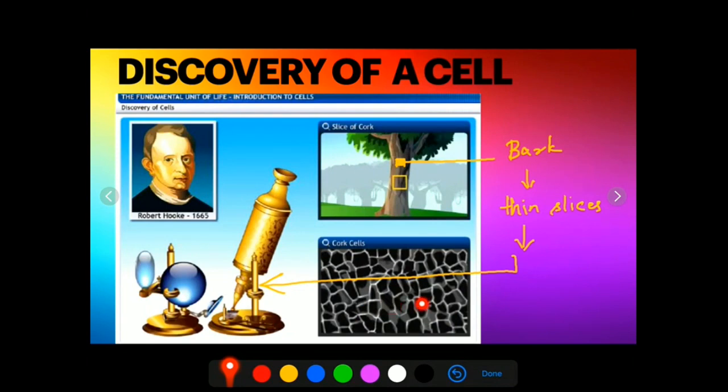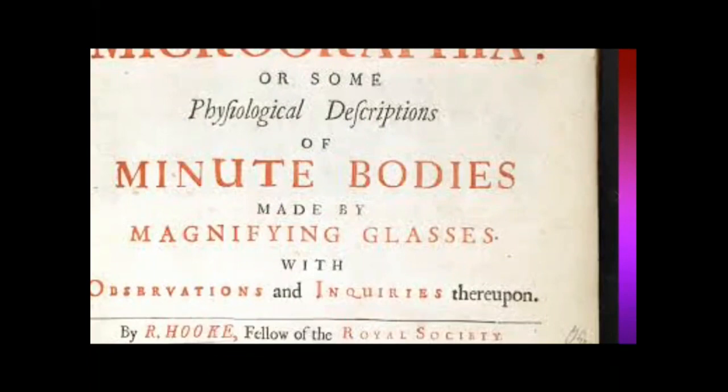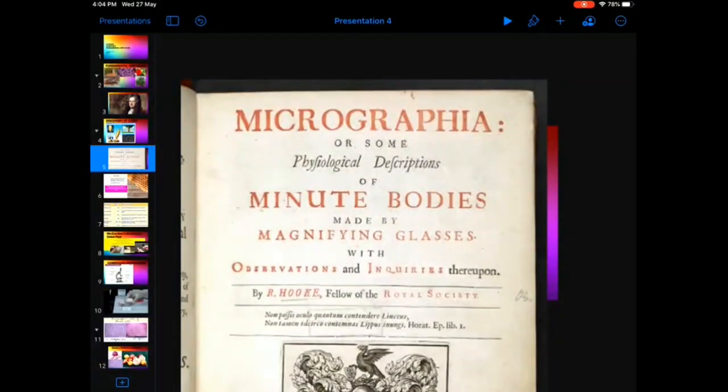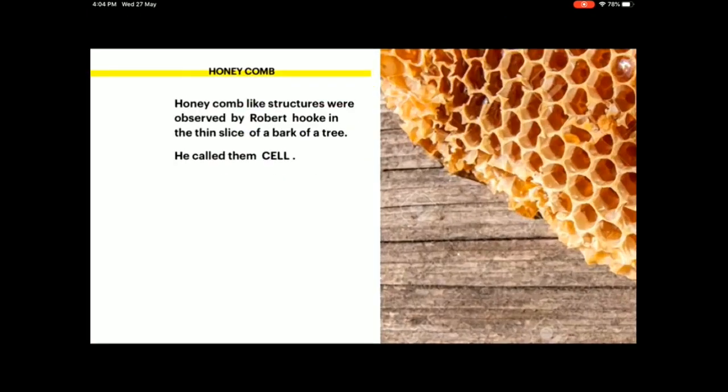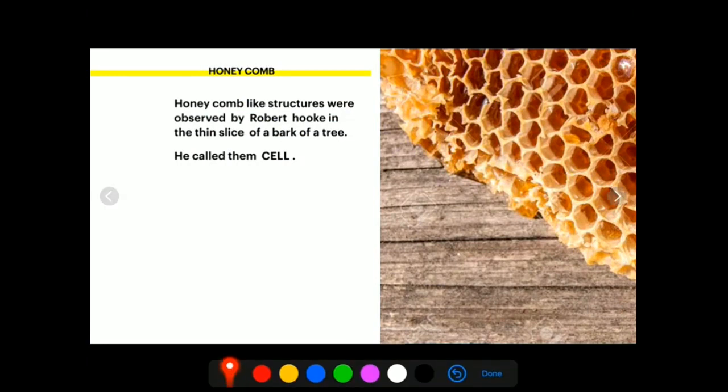When he saw these, he said something is looking like small compartments. They are polygonal in shape. He described his discovery in his book called Micrographia. Micrographia is the book written by Robert Hooke. In this book, he wrote about minute bodies. What he exactly saw was a honeycomb-like pattern. Honeycomb, you might have seen. Yes, the honeybees store honey in this honeycomb. So Robert Hooke felt that this honeycomb is similar to the structure of the cork.